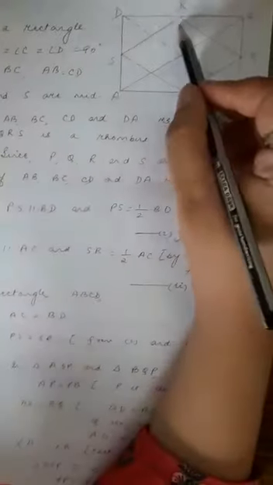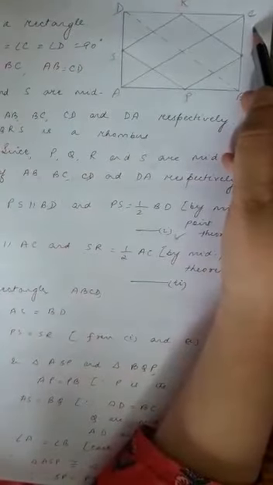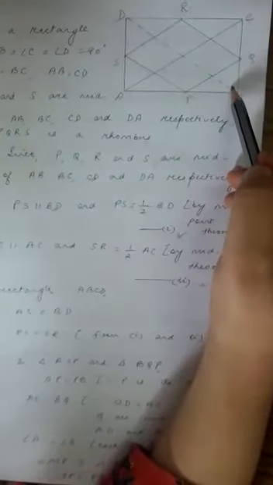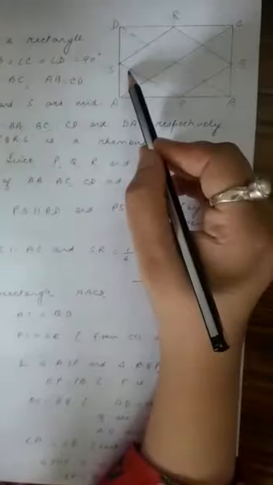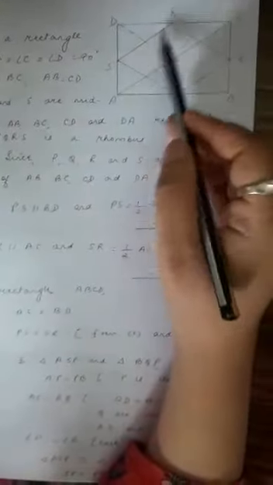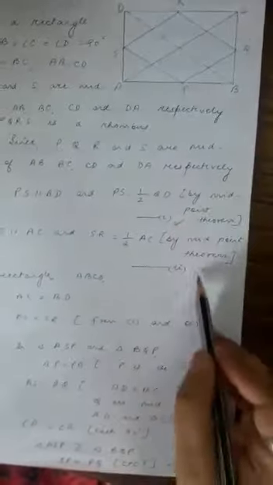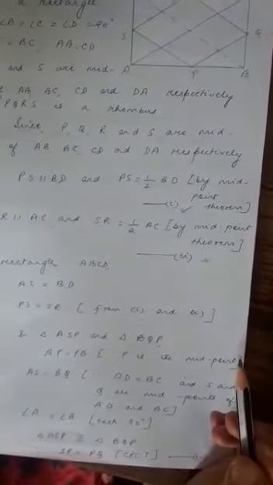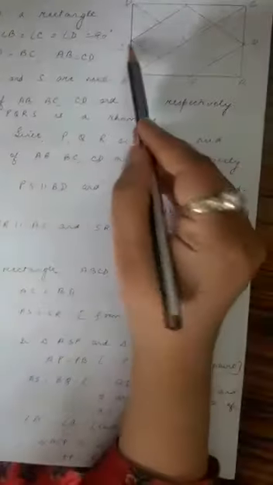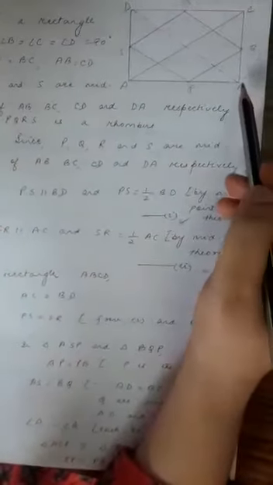And here again SR is parallel to AC and half of AC, again by the midpoint theorem. Put this one as equation number 2. Now in the rectangle ABCD, AC is equal to BD. Therefore we can say that PS is equal to SR from 1 and 2. Now in triangles ASP and BQP, we have AP is equal to PB because P is the midpoint.